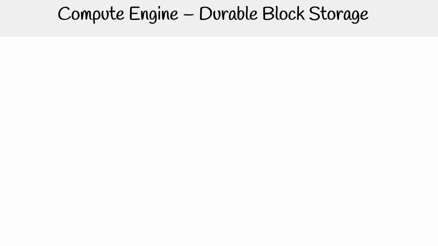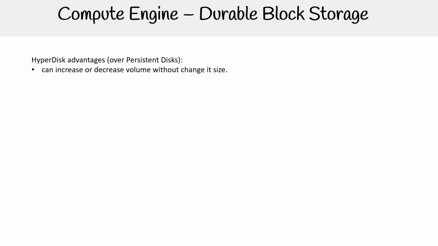All right, let's take a look here at durable block storage, and that means we're talking about Hyperdisk and Persistent Disk. So let's make it clear, why would you want to use Hyperdisk over Persistent Disks? Well, Hyperdisk can increase or decrease volume without changing the size. It doesn't depend on provisioned capacity. It has higher IOPS and throughput limits.